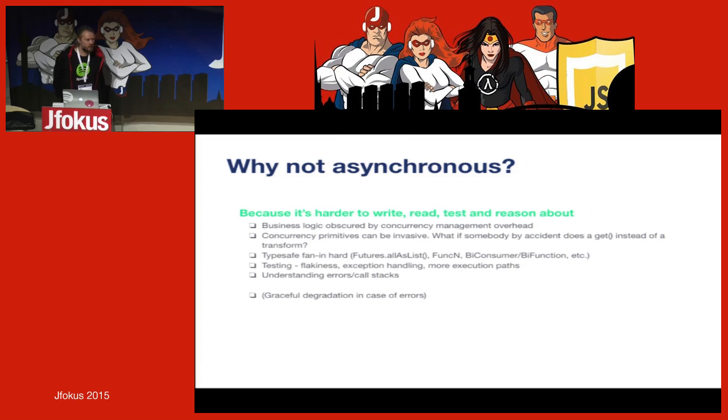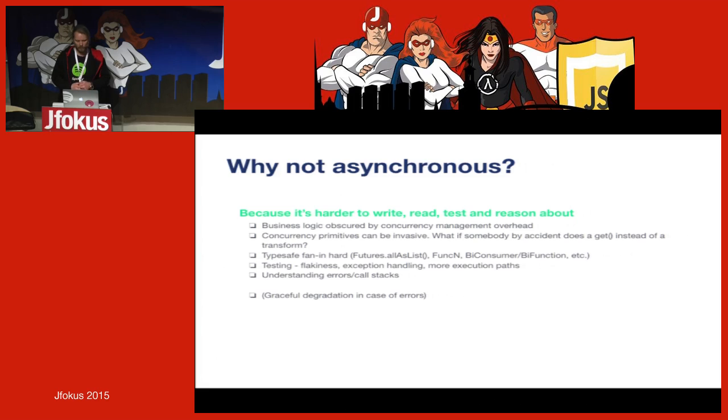Java has some strengths and some weaknesses, and one of the weaknesses is that it's verbose. When you're doing concurrent stuff, the concurrency management overhead can completely obscure your business logic. You don't know what's going on anymore. The concurrency can be quite invasive. This problem we had repeatedly at Shopzilla, where somebody did a get on the wrong thread, and things didn't blow up so we didn't notice it. They just got slower subtly. There's the problem of fan-in as well.